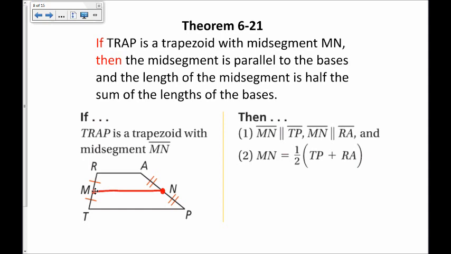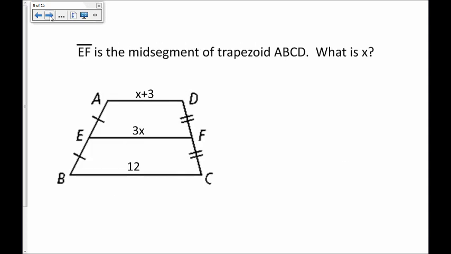I see that in that it's right in the middle of the bases, and so its length will be the average of the bases, or its length will be right in the middle of the lengths of the two bases. So EF is the midsegment of trapezoid ABCD. What is X? Well, I'll set an equation. I know that 3x is equal to half of the sum of the bases.